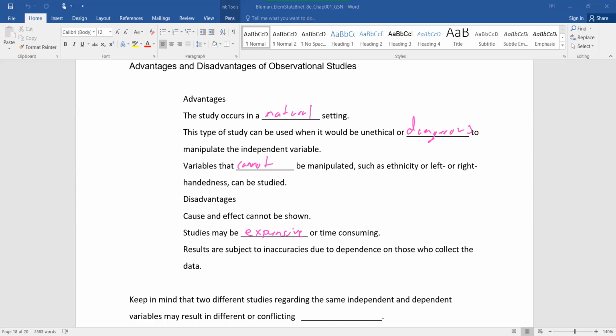It can be. So again, results are subject to inaccuracies due to dependence on those who collect the data as well. Right? Any questions on observational things? You possibly could. It could all be undercovered.